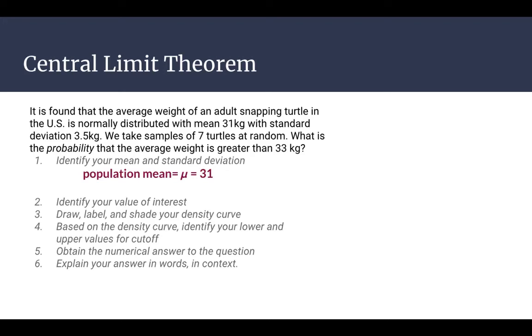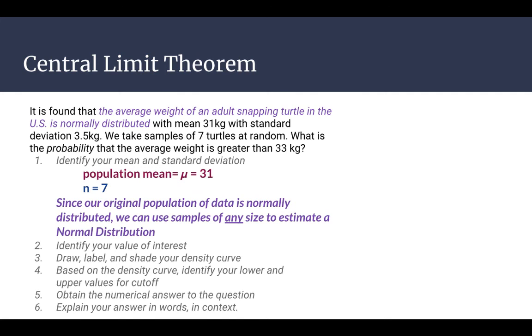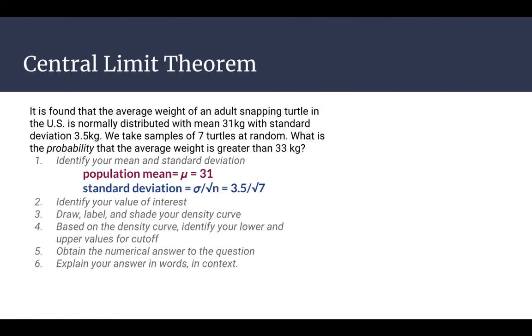Population mean is mu, and that is equal to 31. Here we know that our sample size is equal to 7. And we do know that this is not large enough to approximate a normal distribution, but we already noted that the average weight of turtles in the United States was found to be normally distributed. Therefore, we are actually able to use this. Since our original population of data is normally distributed, we can use samples of any size to estimate a normal distribution, so we can keep moving forward to continue through these questions.